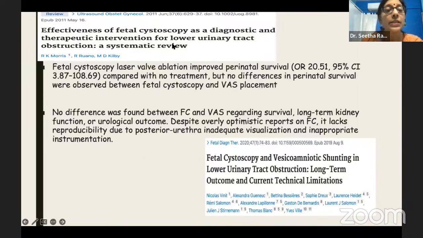This was a systematic review again in 2011, where they compared fetal cystoscopy and VAS, and they said the cystoscopic laser valve ablation improved perinatal survival compared with no treatment, but no differences were observed between cystoscopy and valve placement. And this was a recent study in 2020 where they found no difference between cystoscopy and VAS regarding survival, long-term kidney function, or urological outcome. Despite the optimistic reports, it lacks reproducibility because sometimes it is very difficult to maneuver the cystoscope through the dilated urethra. But I'm sure it is good in expert hands.